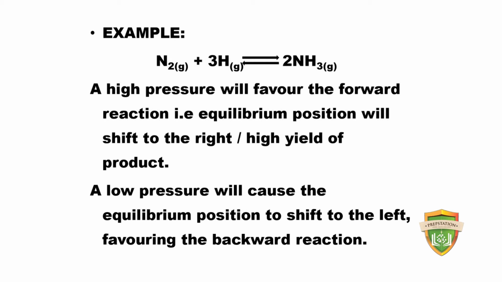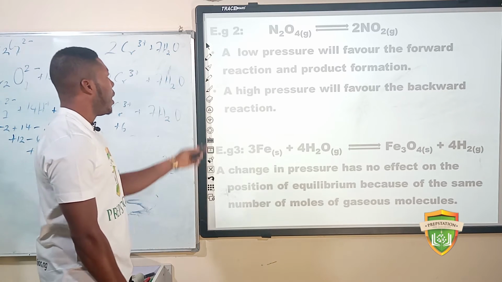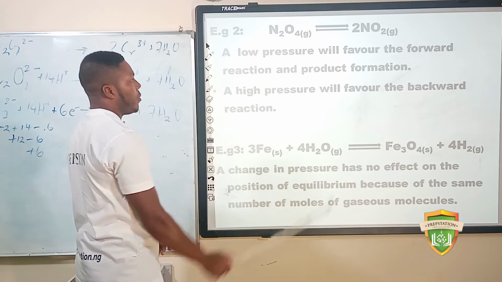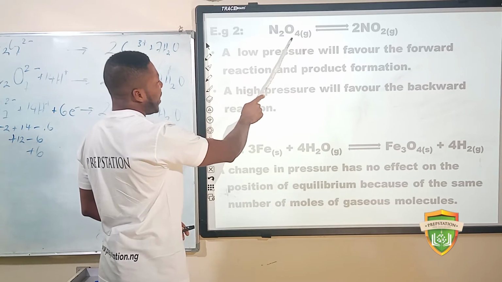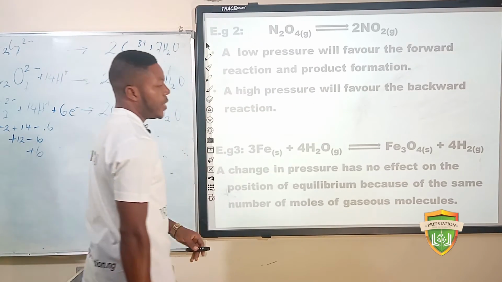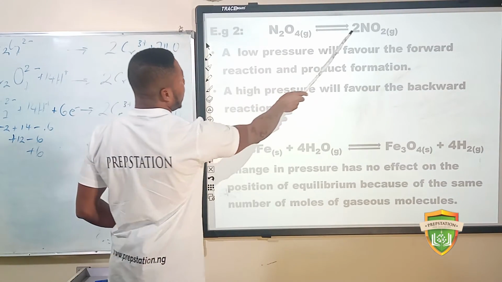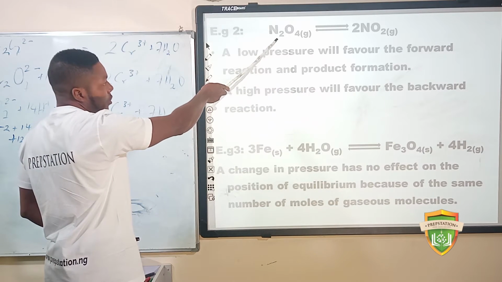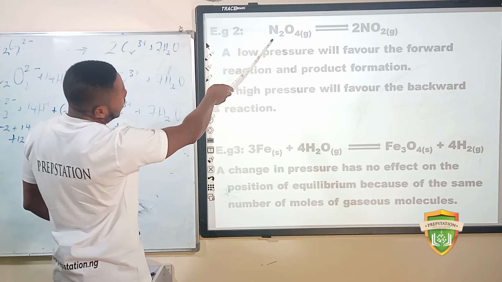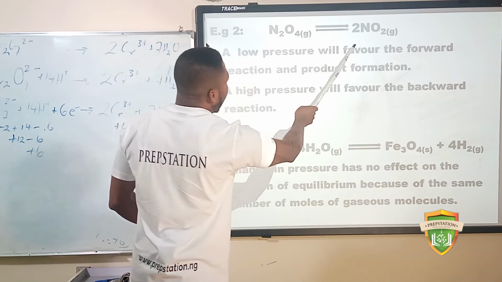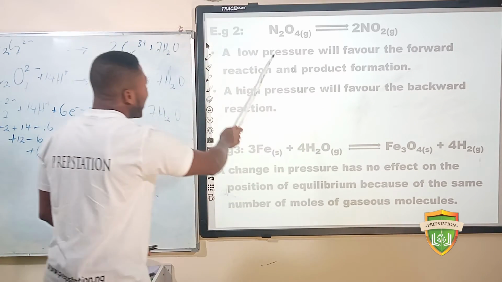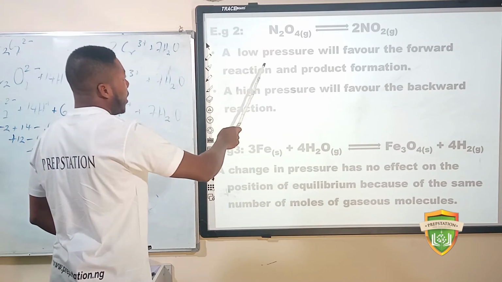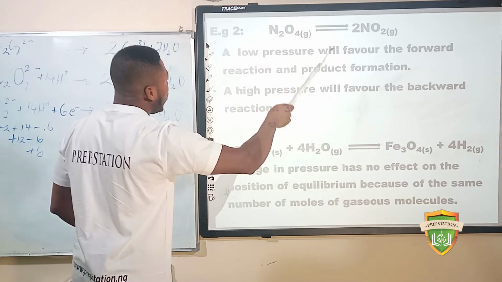Let's take another example. Also, we can look at how pressure affects this, because both reactants and products are gaseous. And secondly, we have different numbers of volumes. We have only 1 mole of nitrogen 4 oxide, N2O4, and 2NO2.